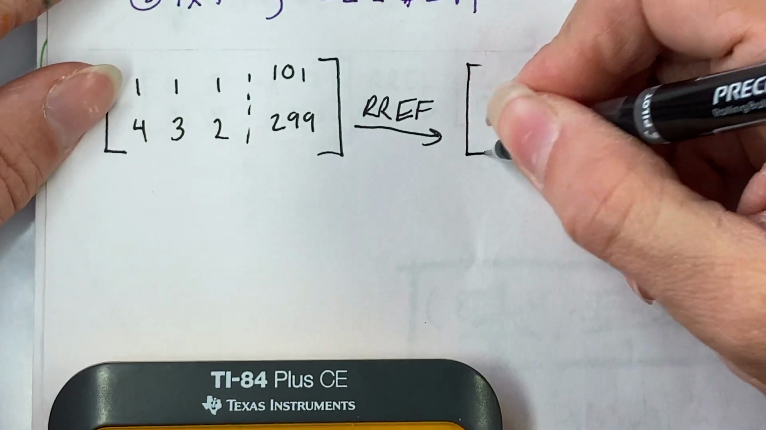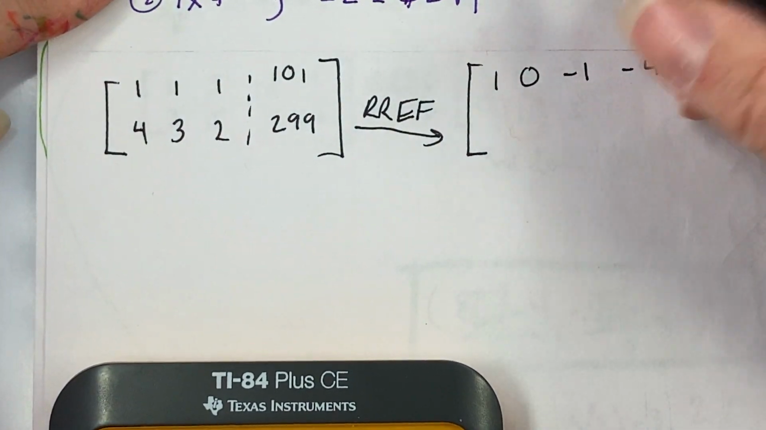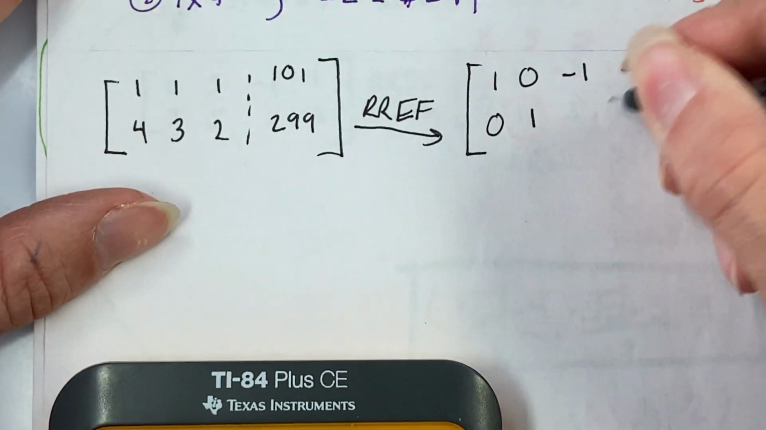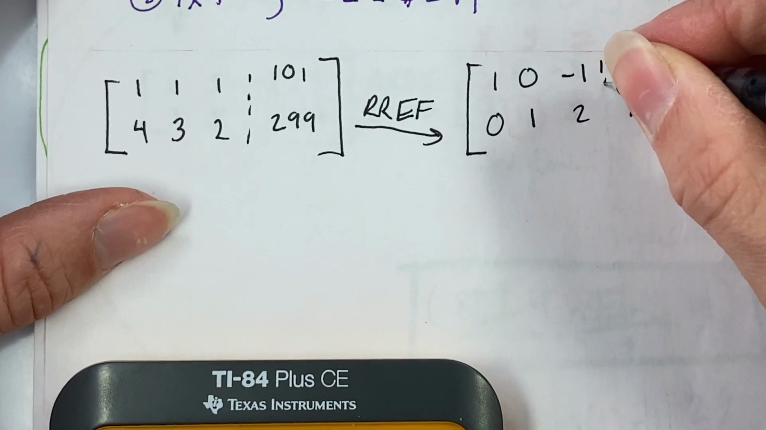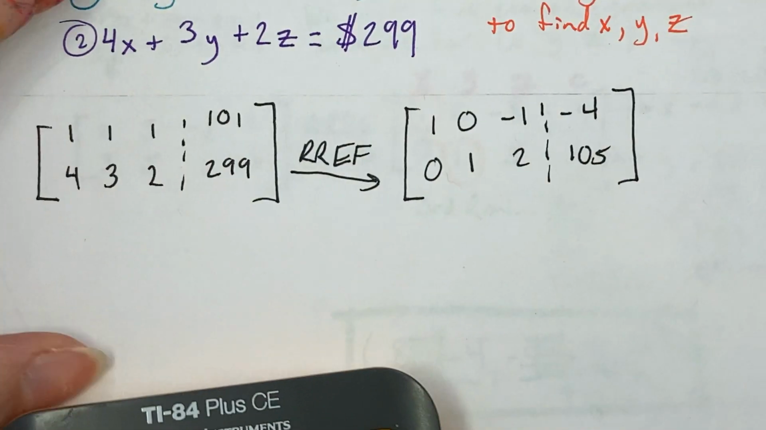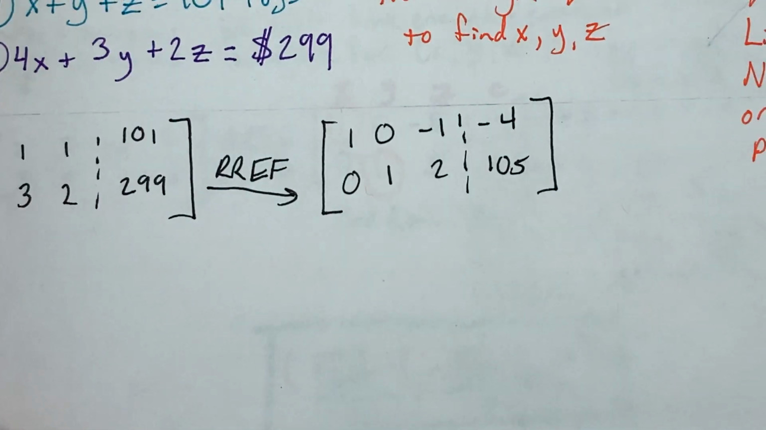And this shows me 1, 0, negative 1, negative 4. So then 0, 1, 2, 105. And that is my reduced row echelon form matrix.